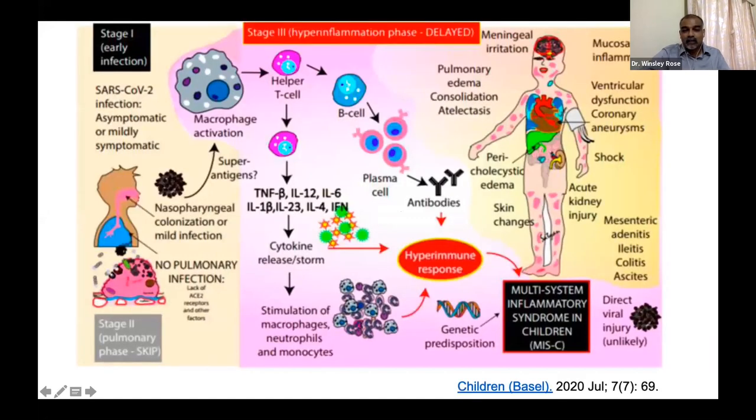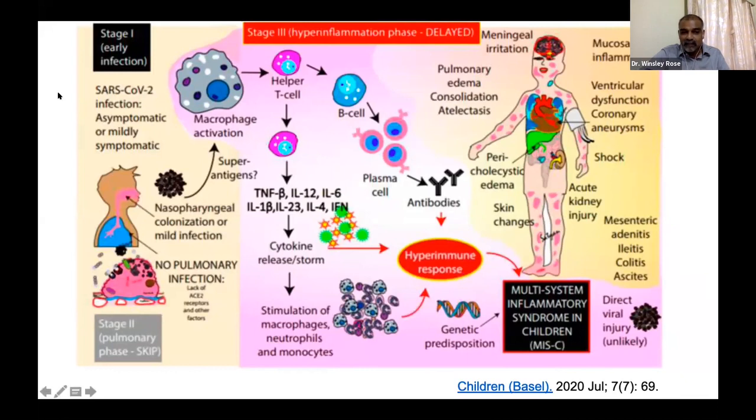So, I mean, this looks like a complicated slide because it is a complicated event which happens. So, I told you that there are these three phases after a COVID-19 infection. One is the stage of the early infection. Then you have the stage of the pulmonary phase where it's mainly the lungs which are involved. And finally, the hyperimmune phase.